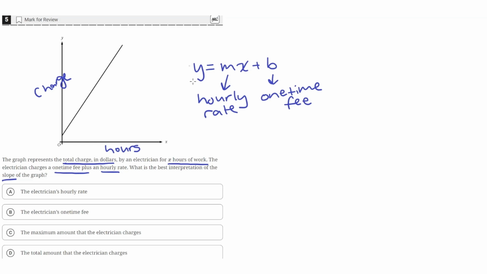And for equations of the form y equals mx plus b for a straight line, the slope, which is the value of m, is the coefficient of the independent variable, which is x in this case, or the hours worked. So m here is the hourly rate, which is the slope of this line. So the best interpretation of the slope is that the slope is the electrician's hourly rate. So the answer is A.